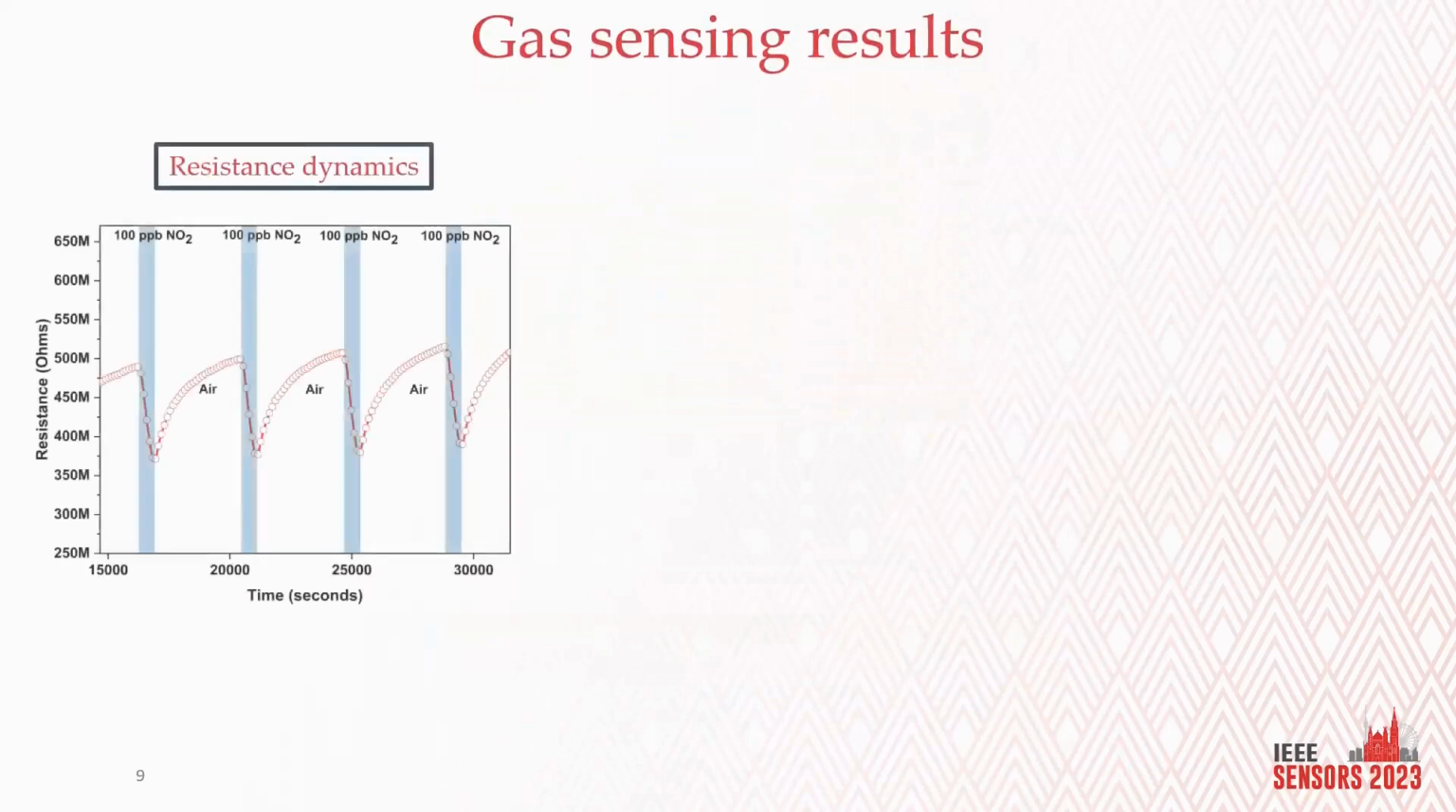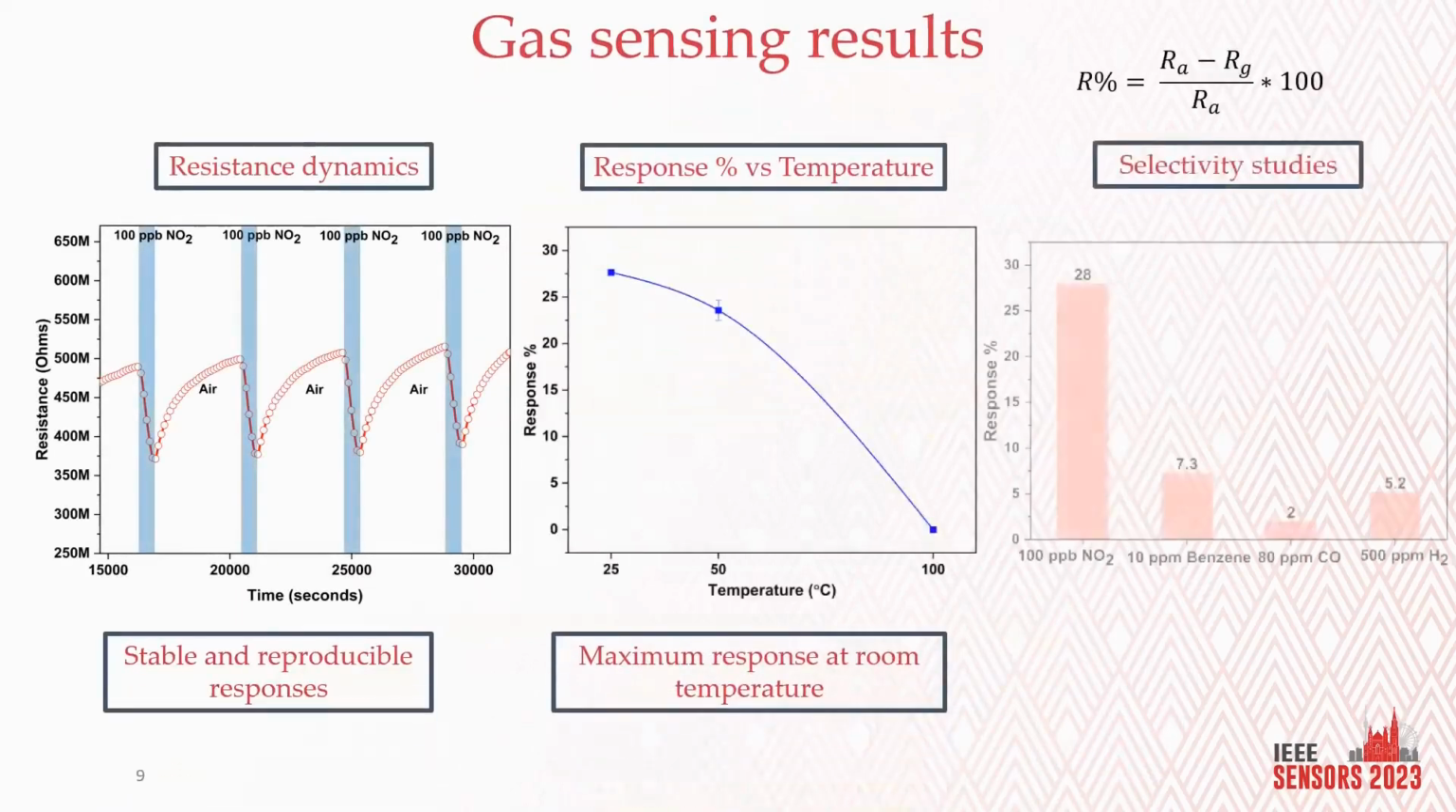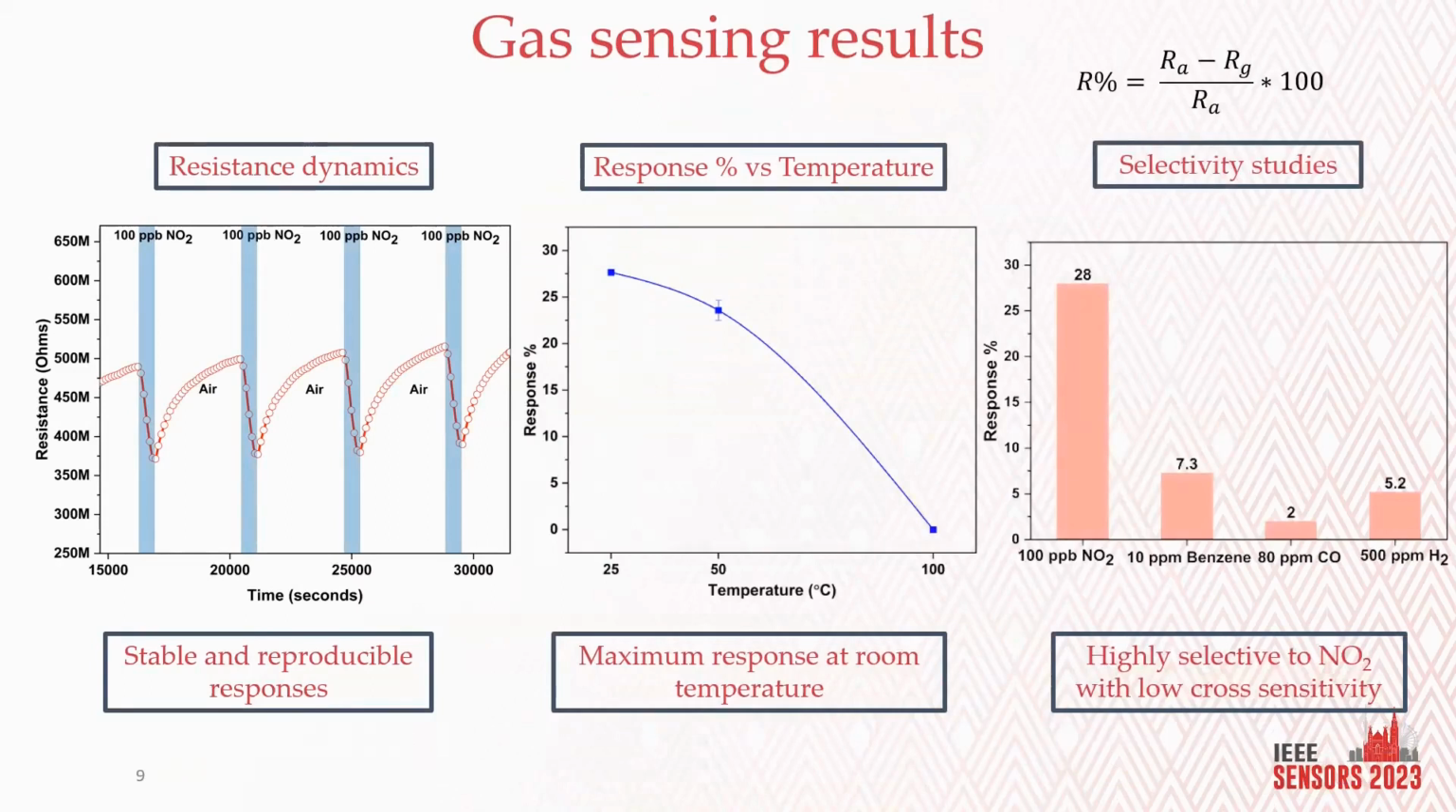Okay, moving ahead towards the gas sensing results. So this is the resistance dynamics of our tungsten disulfide sensor towards 100 parts per billion of nitrogen dioxide. As you can see, the responses are stable and reproducible, and there is minimum baseline drift. And moving ahead towards the response with increase in temperature, we have the best responses at room temperature, approximately 28%. And as we increase the temperature towards 100 degrees, the responses decrease sharply, with no response approximately at 100 degrees. For your information, we used this formula for calculating the response percentage.